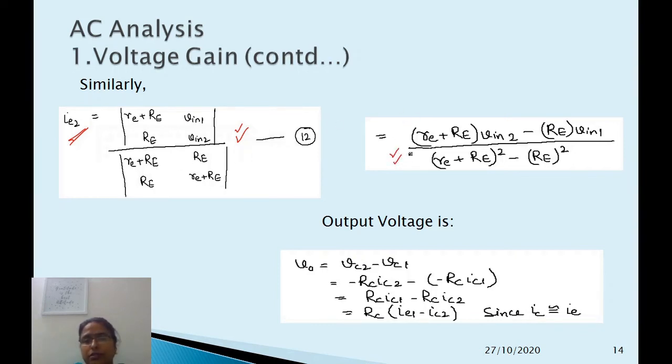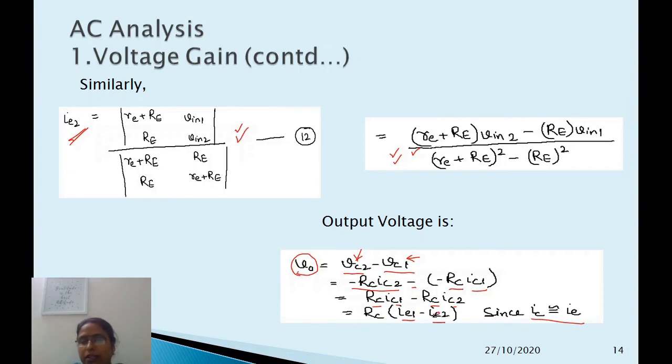So this is equal to this. So our equations are this for IE2 and the earlier one for IE1. Now what is our V0? V0 is equal to Vc2 minus Vc1. What is Vc2? It is the voltage at the collector terminal of transistor Q2 minus the voltage at the collector terminal of transistor Q1, which is equal to minus RC IC2 minus RC into IC1. So RC into IC1 minus RC into IC2. Clear? As we know, IC is approximately equal to IE, so it is equal to IE1 minus IE2.